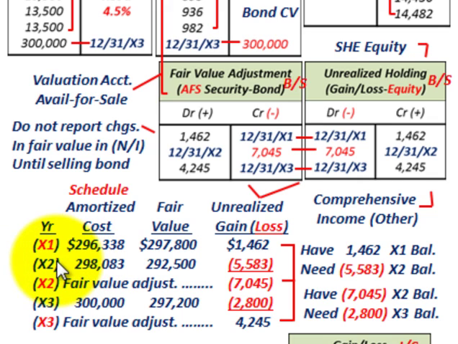So now this is where we have to get into our detailed calculations. Looking at the end of year X2, amortized cost $298,083. Again, compare that to the fair value, which is $292,500. So our fair value is less than the amortized cost. So we have a loss here. We're carrying it at a greater amount on our amortized cost. Our amortized cost is greater than the fair value. So we're going to have a loss here. The difference is $5,583. Simply the difference.